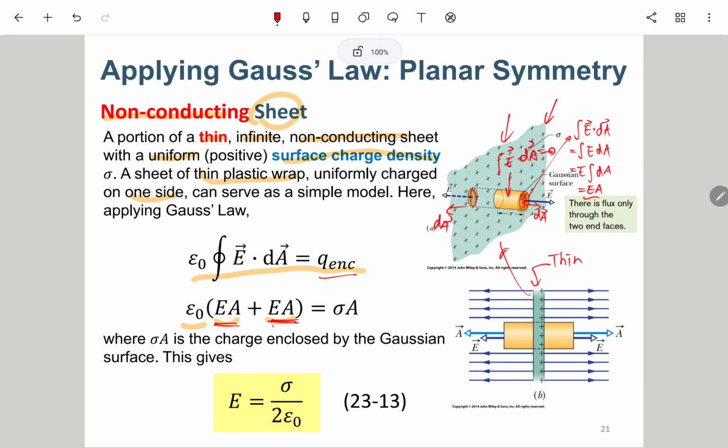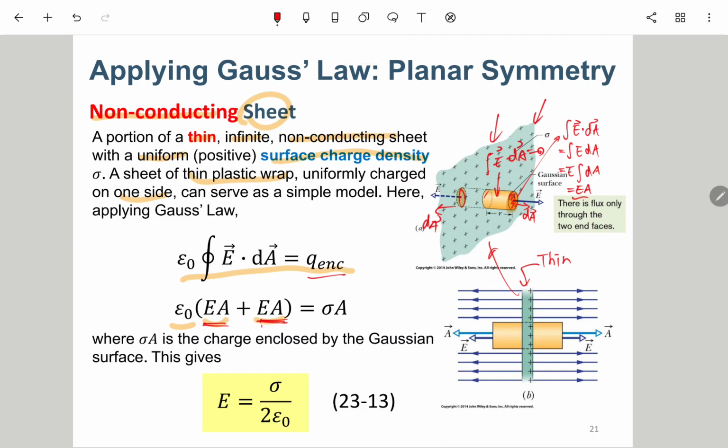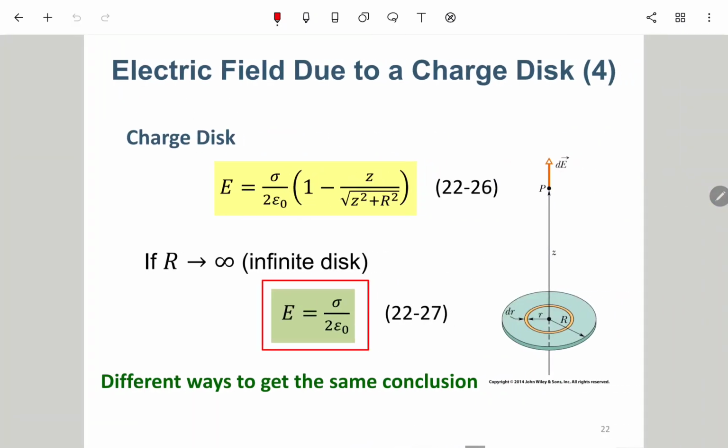On the right side, Q enclosed, of course, we assume the surface charge density, sigma, so it is sigma times A. It turns out that A cancels on both sides. On the left side, it is nothing but 2 epsilon naught E. Then we move 2 epsilon naught to the right side, and E will be sigma over 2 epsilon naught. So this is what we get here.